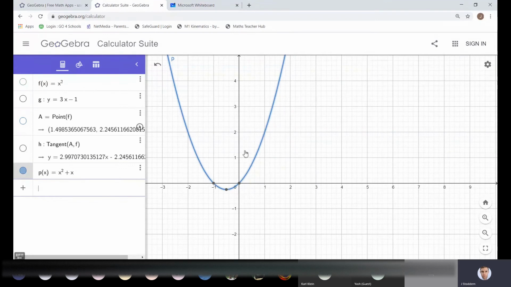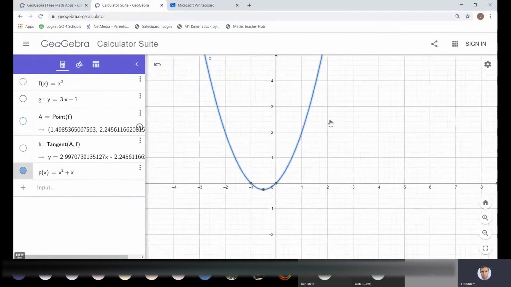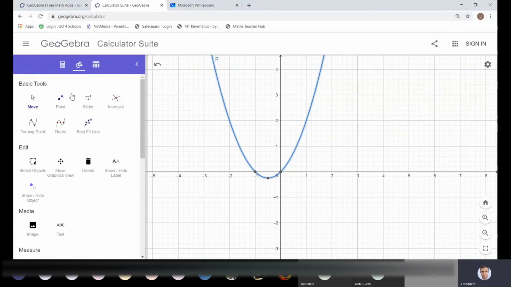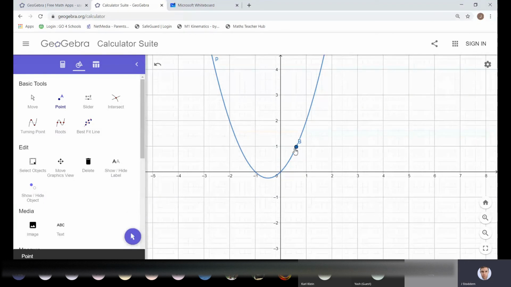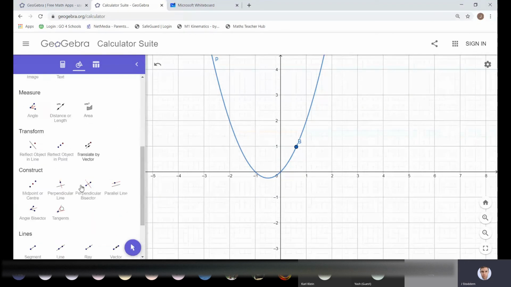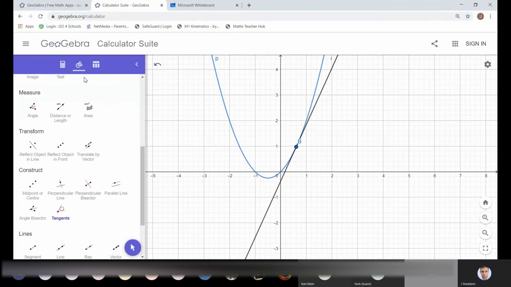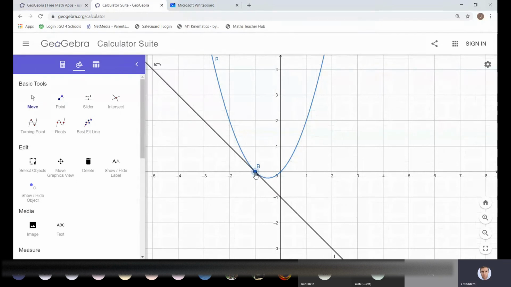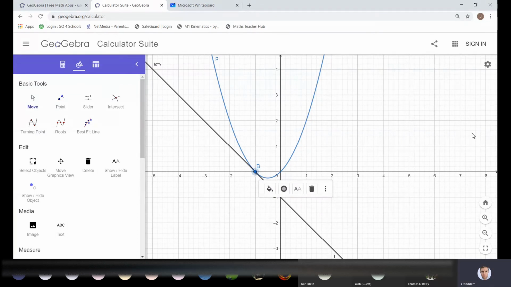It's only slightly different, x squared plus x rather than just x squared. And we're going to see if we can find out what the gradient is at any point here. So I'm going to plop a point on, put a tangent on, and then have a look at what's going on. Now again, this is not a proof, but we're going to see if we can plot some values. I'm going to put this into a table in a second.